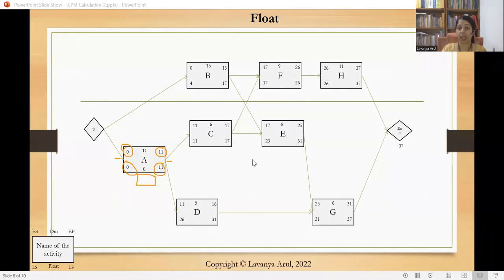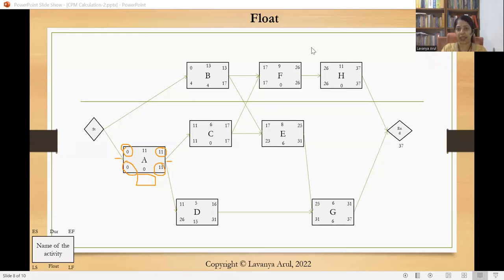So when you talk about A, 0 minus 0 is 0. 11 minus 11 is also 0. Both must be the same number. If not, we have made some error in our calculation. Have a look at the calculation once again. B is 4 because 17 minus 13. C is 0. D is 15. F is 0. E is 6, H 0, G 6.